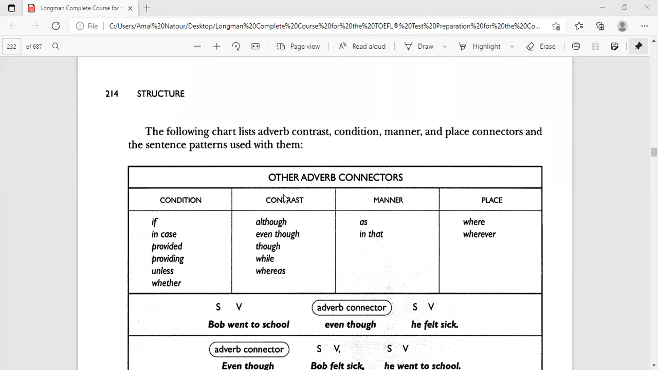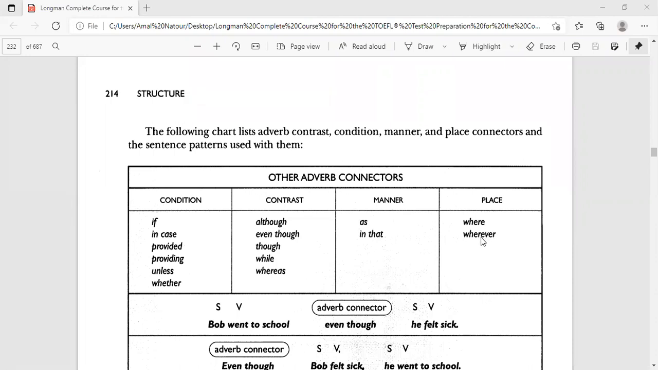These are the contrast adverb connectors. They are although, even though, while, and whereas. And there are manner connectors: as, in that. And the last adverb connectors are called the place adverb connectors. They are where and wherever.